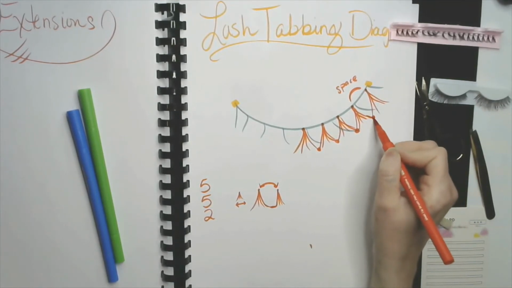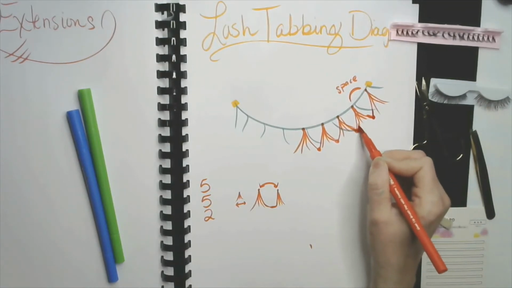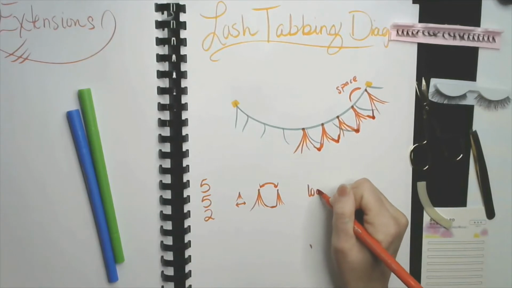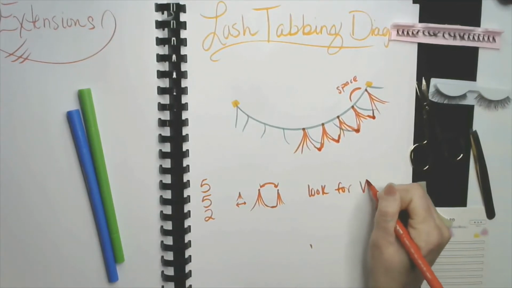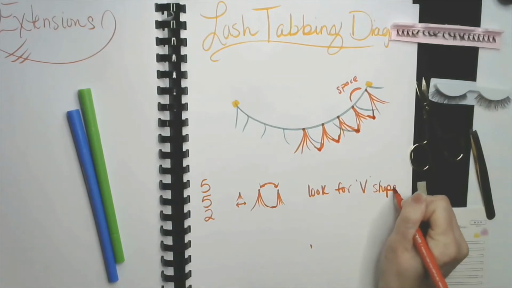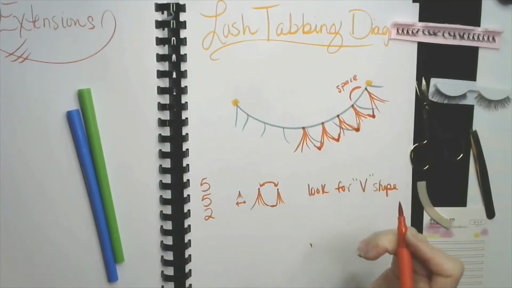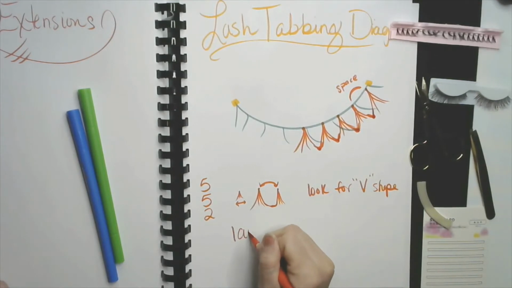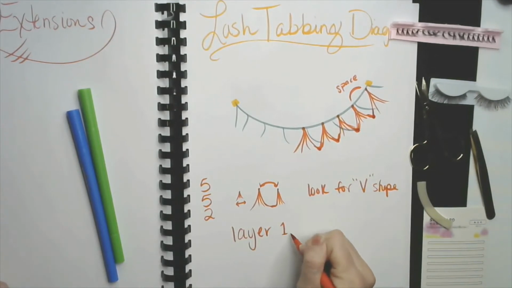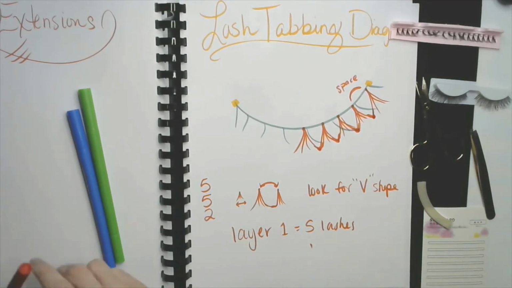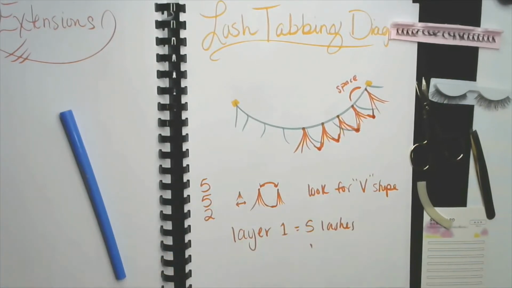Okay, we want to look for this V shape in between each one of our lash clusters. So you want to look for a V shape between each one of your clusters. Okay, so you're doing 5 on your first layer. So layer 1 is 5 lashes.